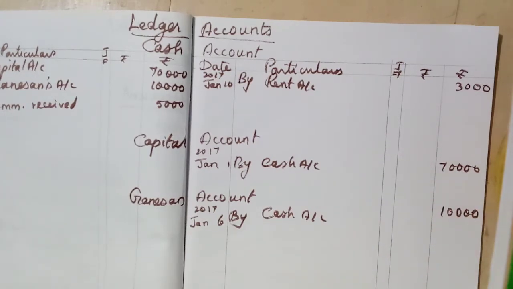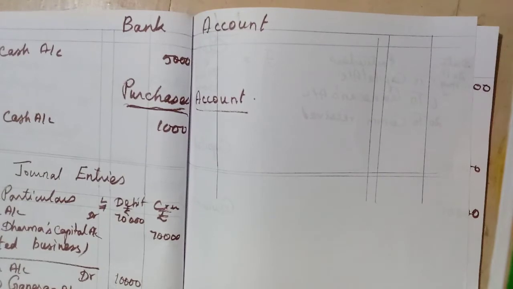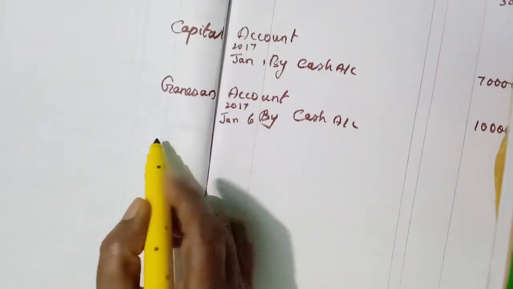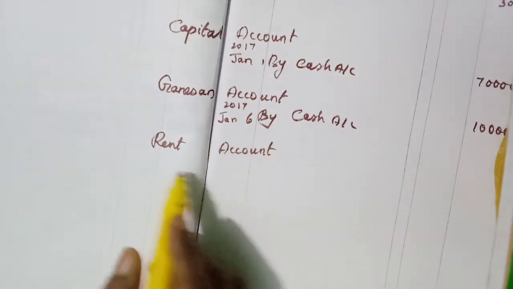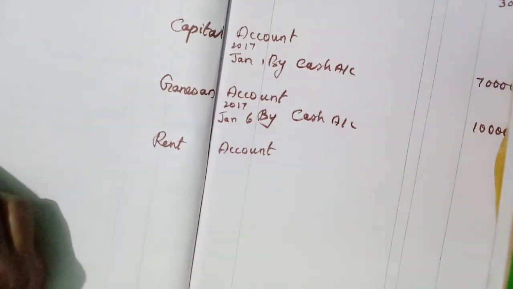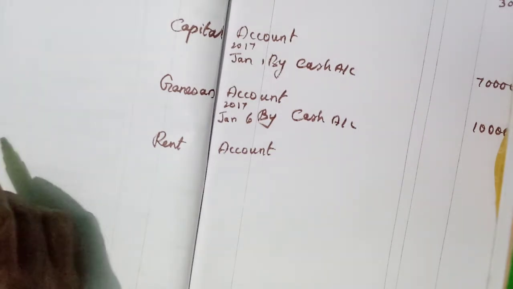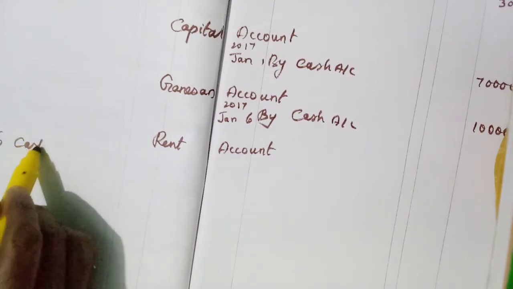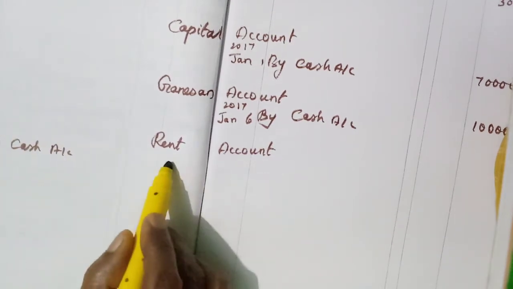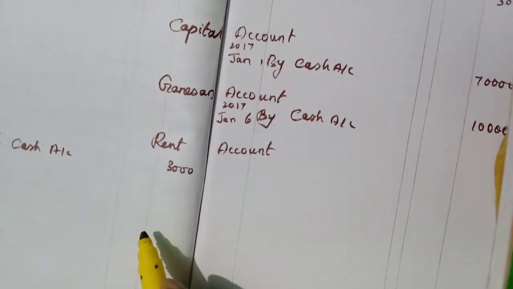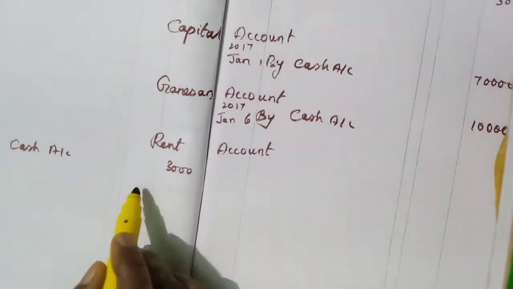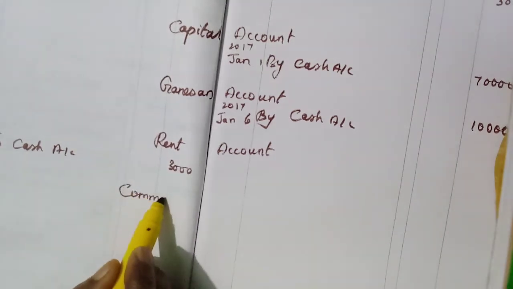Now Ganesan over. Now next one rent account. Okay, rent account. Rent debited. So debit side we need to write. So date we want to write 10. Rent account debtor to cash account 3,000. So that we have posted. Now received commission. So cash account debtor to commission received. So commission received account.